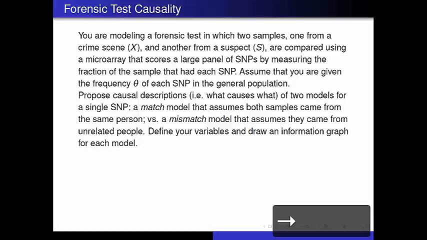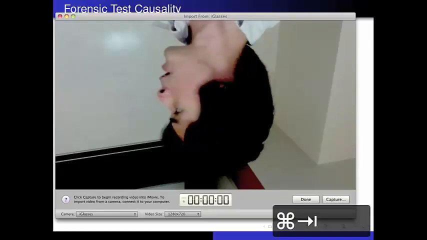Okay, so just to remind you, last week we worked through this concept test for proposing a match model versus a mismatch model, at the level of basically drawing an information graph structure for these two models. Maybe it would be helpful if I just remind you what that looked like.